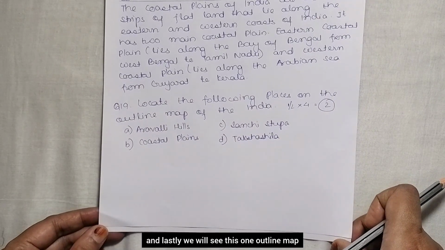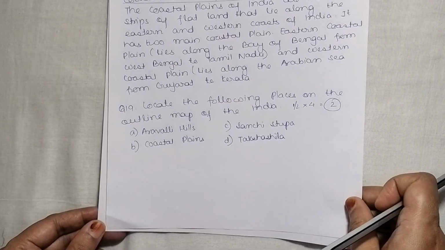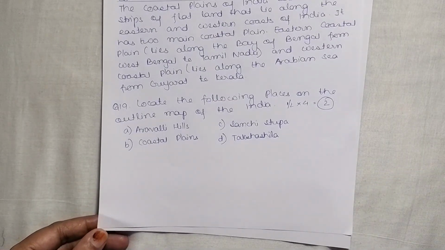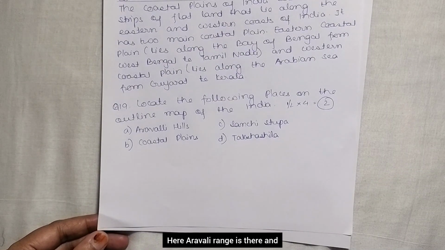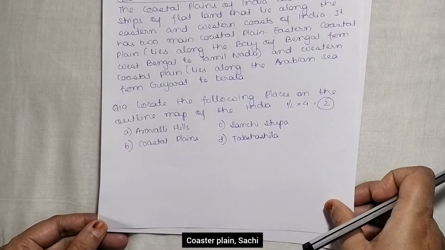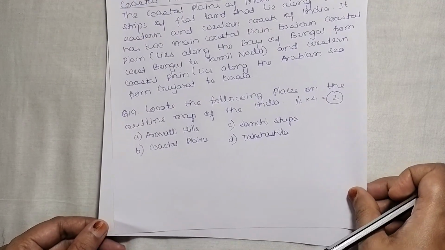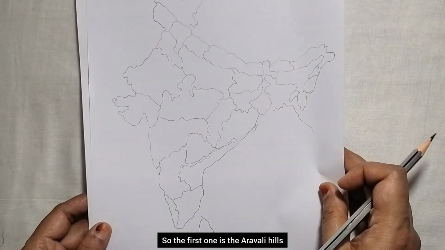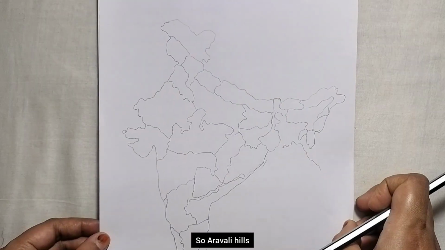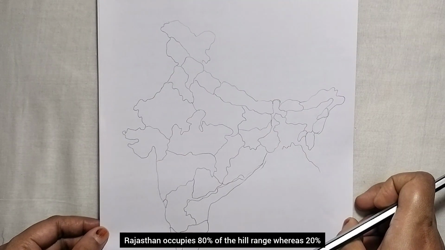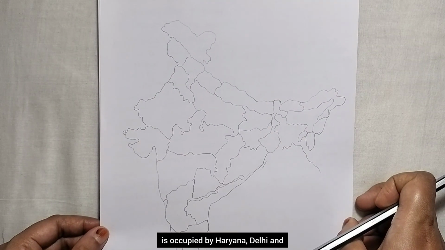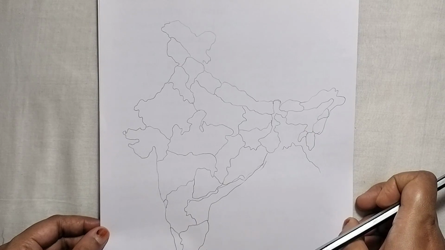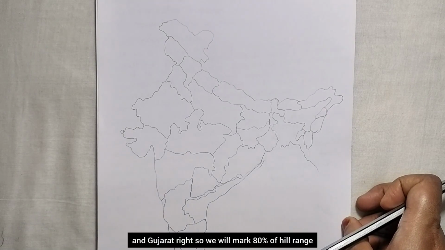And lastly we will see this one, the outline map we have to locate, right? Map pointing is there. So here the Aravalli range is there, and coastal plain, Sanchi Stupa and Takshila, okay? So this is the India map. The first one is the Aravalli Hills. Rajasthan occupies 80% of the hill range, whereas 20% is occupied by Haryana, Delhi and Gujarat, right?